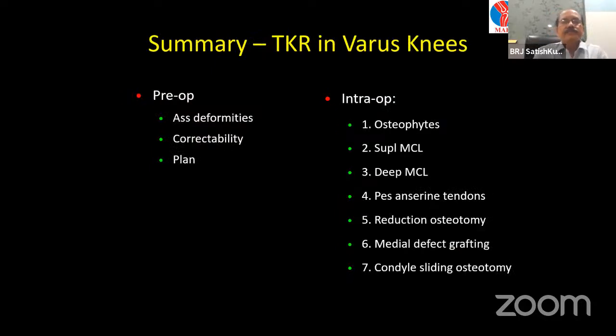So in summary, for varus knees, these are the things we have to do for the correction: removal of the medial side osteophytes, releasing of the superficial and deep MCL, pes anserinus tendon, and in some cases, reduction osteotomy, medial defect grafting. And whenever you are doing medial defect grafting or reduction osteotomy, you have to use a stem. And sometimes condyle sliding osteotomy is of help.